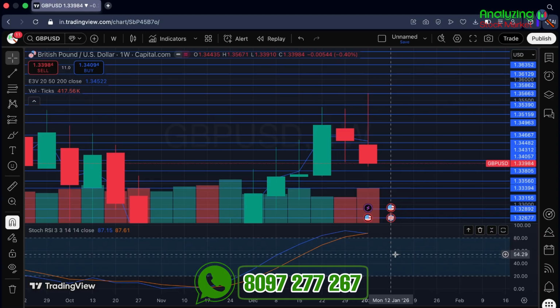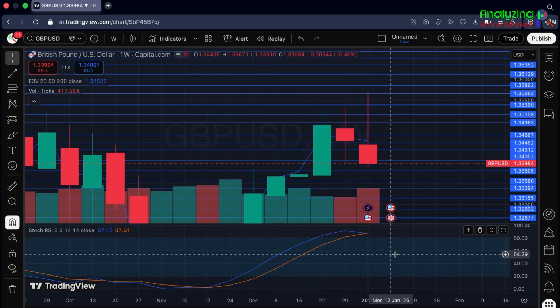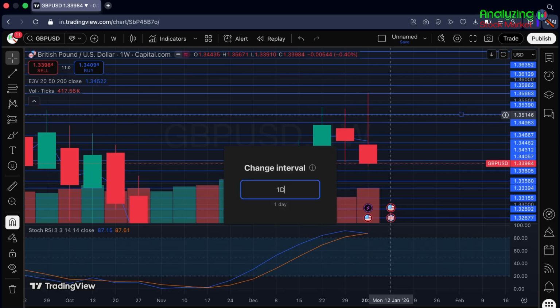But remember, as we always say, you should not only depend on RSI or other indicators. We should also look for other factors which move the pair, like any news or important events, and then make a decision according to that data. So now let's mark some important support zones and resistance zones on a one-day chart.